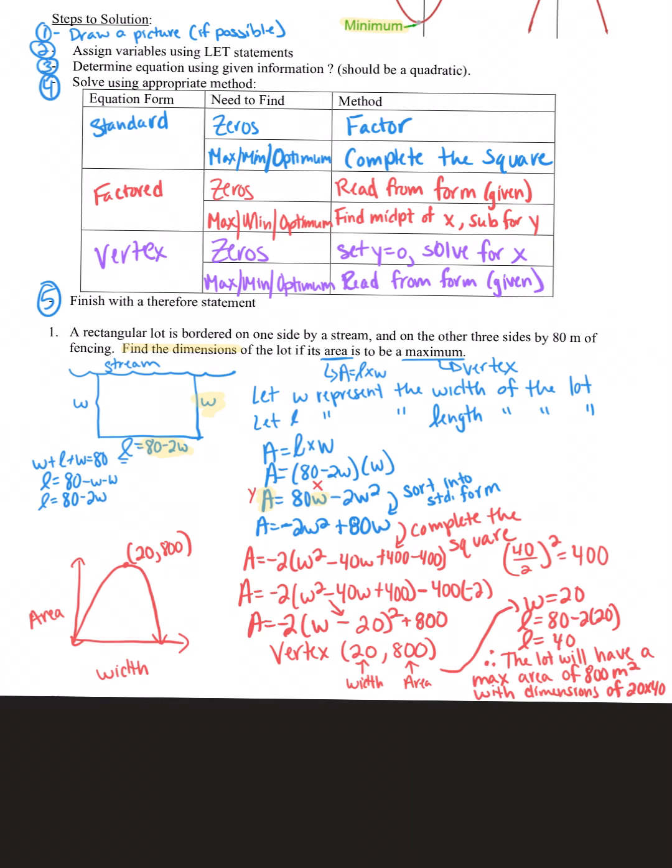Okay, so we found the maximum area will be 800, and that means it will have a width of 20 and a length of 40. Okay, so let's look at another word problem and take a look at how we go about doing that. So now I'm in factored form. I need to find my maximum. So we can do that by finding the midpoint of our x's and then sub that in to find our y, which will give us our vertex. So let's go back to the problem and do that process.